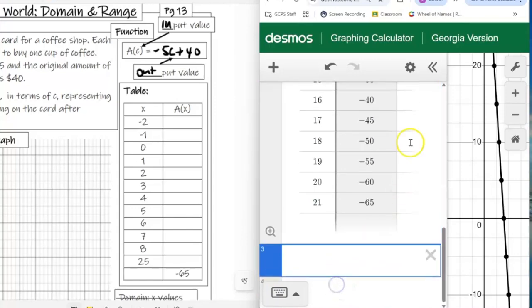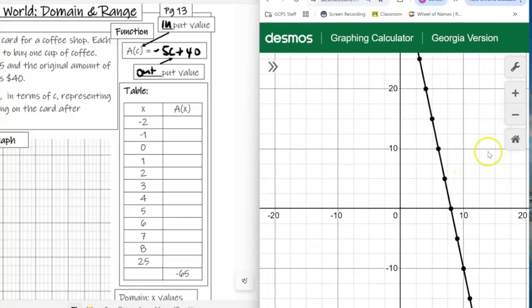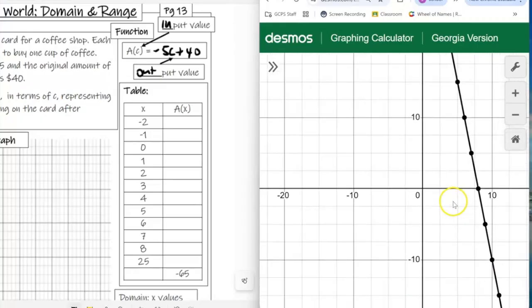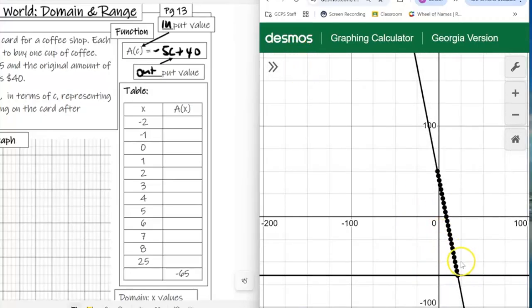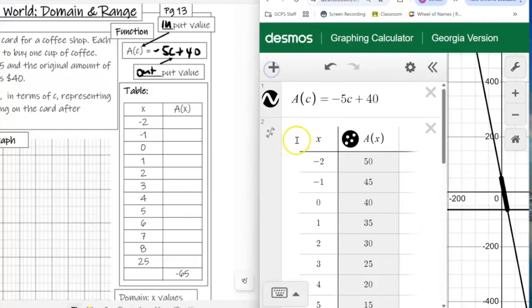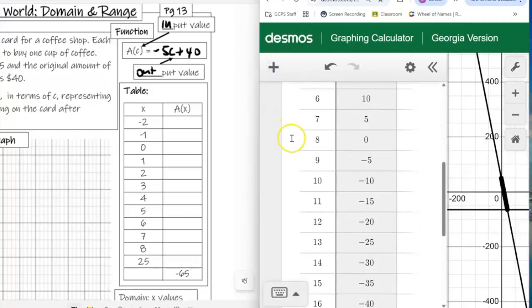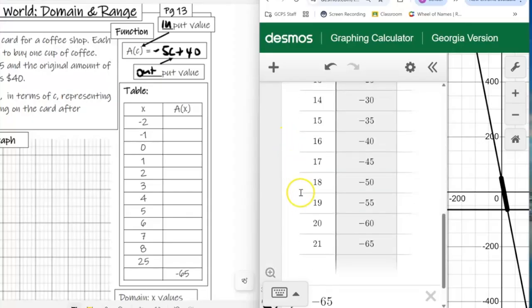Or you can come right here and use the graph. So I want my y, my output, to equal negative 65. So I'm going to say my output is equal to negative 65. And then all I have to do is go to the graph and see where it intersects. So there should be another line somewhere. There it is, where it intersects my original line. And I don't like that they're both black. So what I'm going to do is come right here.